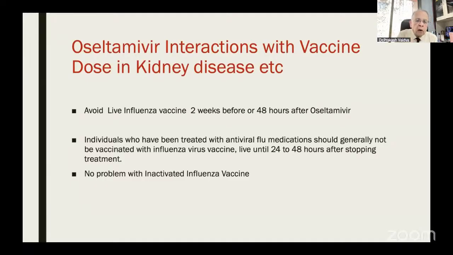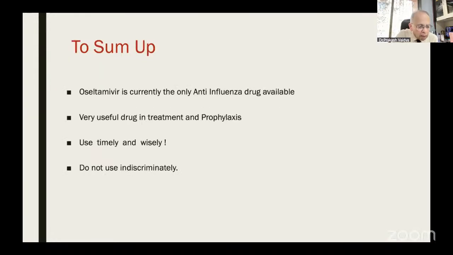Now, I think we are coming to the end of our entire canvas of oseltamivir, and I thank my panelists for giving such pertinent and perfect, short, crisp answers. I'll just sum up before I stop sharing that oseltamivir is currently the only anti-influenza drug available. It is very useful in treatment and prophylaxis. You must know the indications for both treatment and prophylaxis very well. Use it timely and wisely, and let's not use it indiscriminately. With this, I thank my panelists and I'll stop sharing the screen.